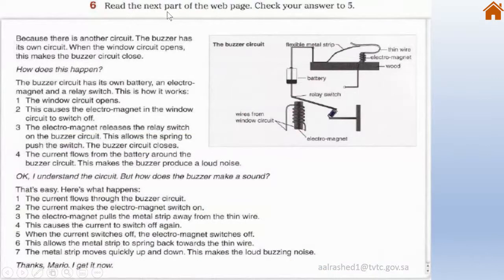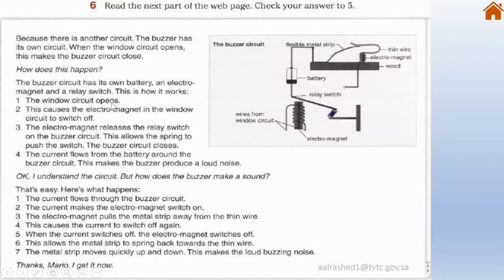Okay, read the next part of this web page, check your answers to 5. Okay, because there is another circuit, the buzzer has its own circuit. When the window circuit opens, this makes the buzzer circuit close. How does it happen? The buzzer circuit has its own battery, an electrical magnet, and a relay switch. This is how it works.